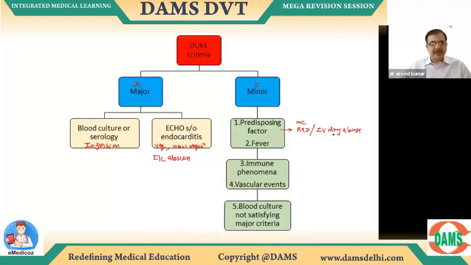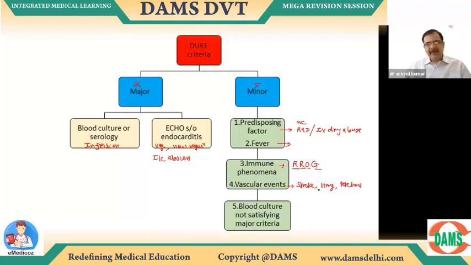These are the predisposing factors given in the history. Fever is one of the most common symptoms seen in patients with infective endocarditis. Immune phenomena can be there, like the mnemonic ROGUE: Roth spots, rheumatoid factor positive, Osler nodes, and glomerulonephritis. Vascular events are usually stroke episodes, hemorrhages or petechiae, or mycotic aneurysms. And number five is a positive blood culture not satisfying the major criteria.